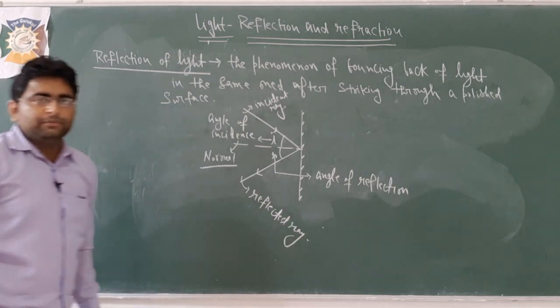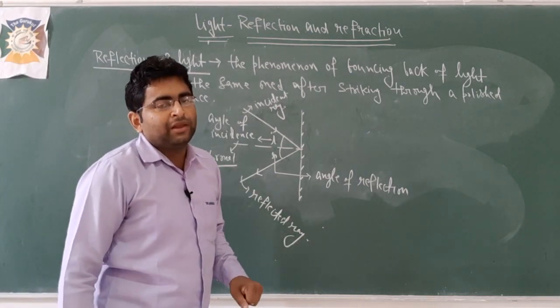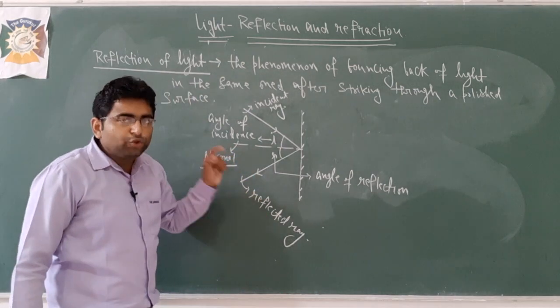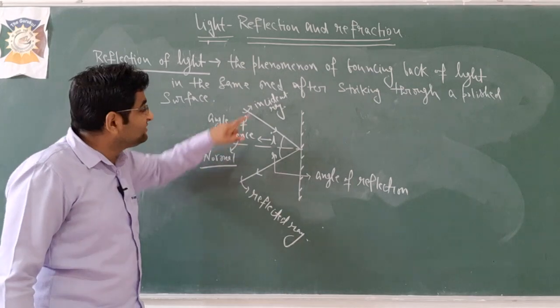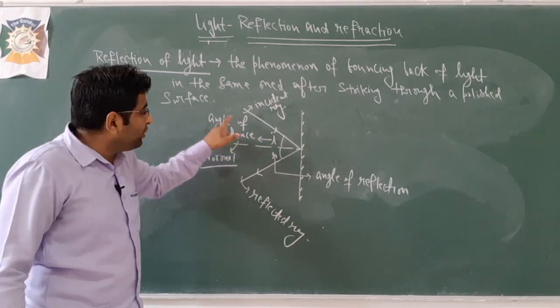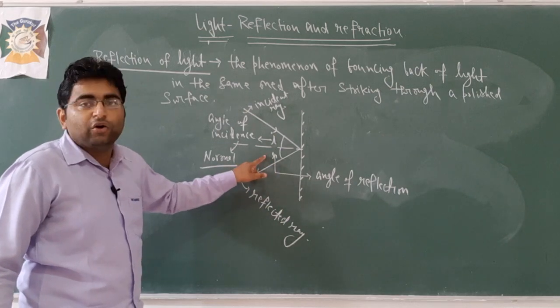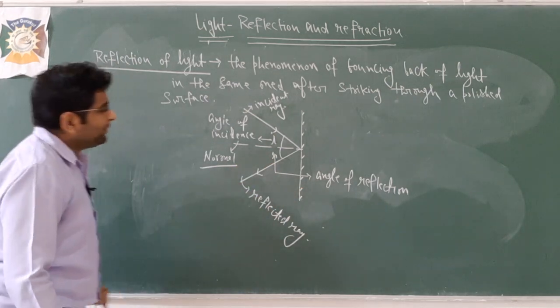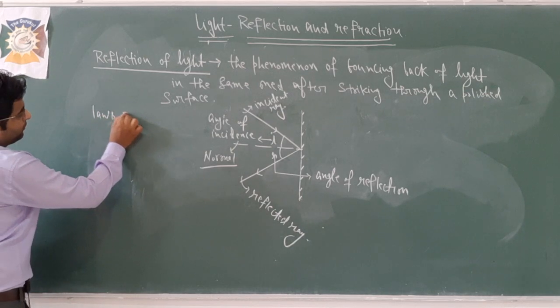Clear? So beta, whenever you have to find the angle of incidence or angle of reflection, first of all you have to draw the normal to that surface, and after that you have to take the angle between the incident ray and normal. This will be the angle of incidence, and the angle between the reflected ray and normal is the angle of reflection.